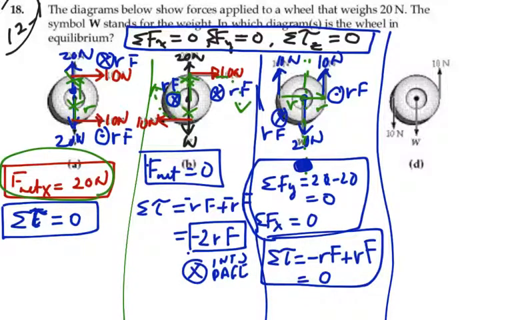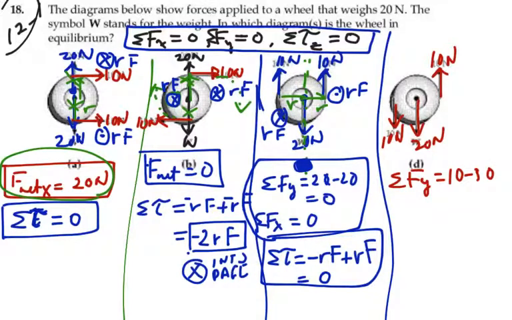Let's look at D just to be complete. We have a 10 newton force going up and a 10 newton force going down plus the weight force of 20 newtons. So the net force in the y direction is actually going to equal 10 minus 30, or a negative 20 newtons, in other words, in the j direction if we look at that as a vector. So we do have a net force.